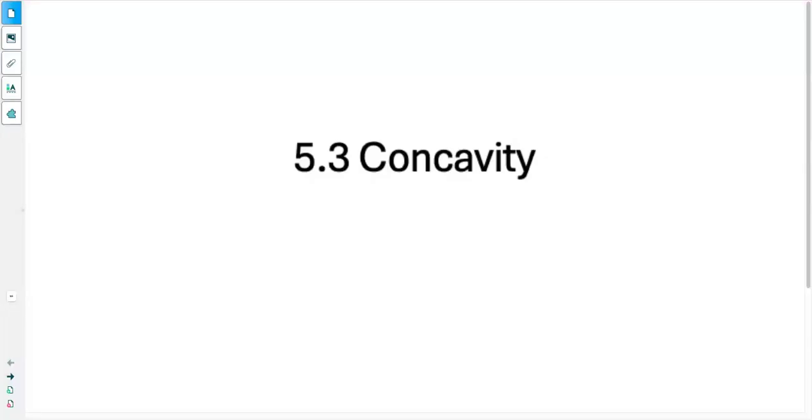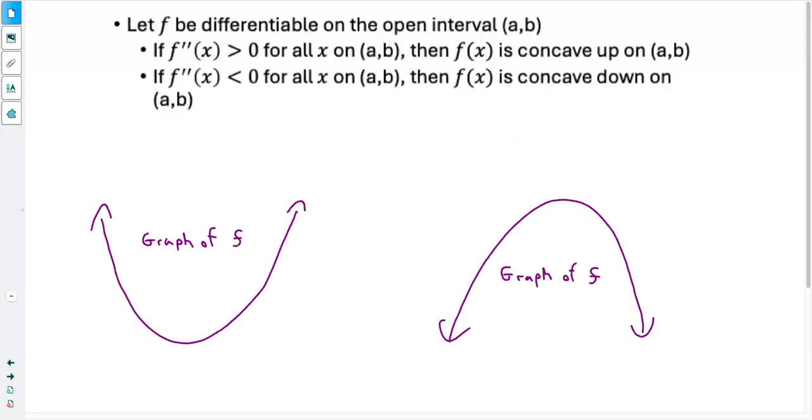Hi, today we are going to be looking at concavity. For this, we're going to say let our function f be differentiable on an open interval a comma b, and we're going to be taking our second derivative of it. So if the second derivative of our function is greater than 0 for all x on our interval a comma b, then our function f of x is concave up on a comma b.